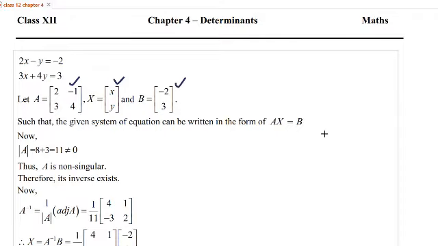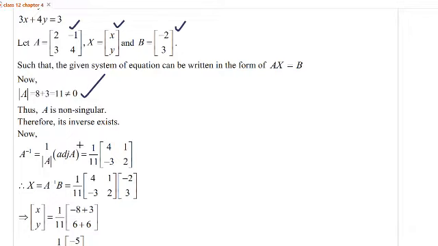Then AX is equal to B and X is equal to A inverse B, right? Now the determinant is 2 fours are 8 minus minus 3, that is plus 3. So determinant A is 11. Now next step, to find A inverse we require adjoint A also. So 1 upon determinant A, 1 upon 11 into adjoint A. And how to find adjoint A for a 2 by 2 matrix?